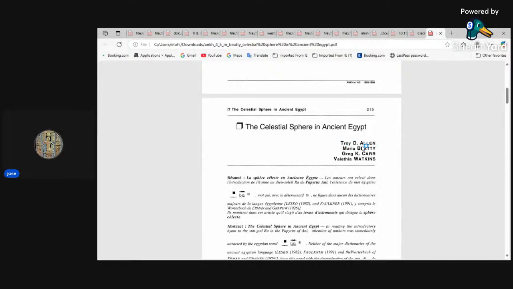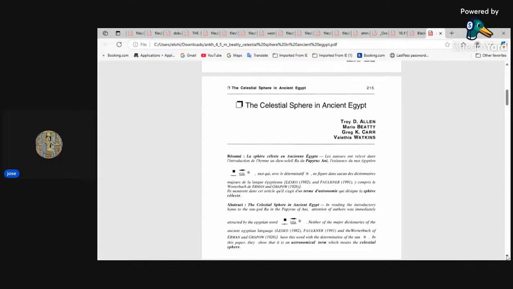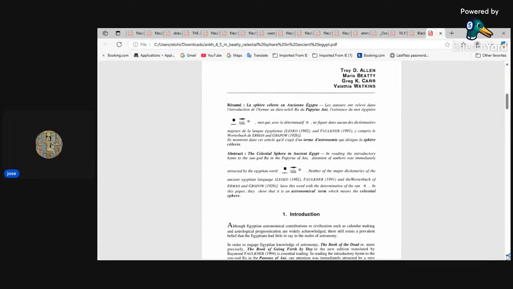The Celestial Sphere in Ancient Egypt by Troy D. Allen, Mario Beatty, Greg K. Carr, Valitha Watkins. Apparently, it's written in French and English, so let's deal with the English abstract.